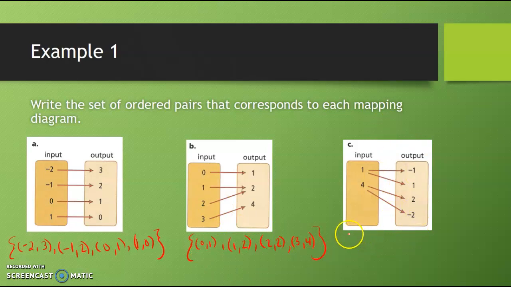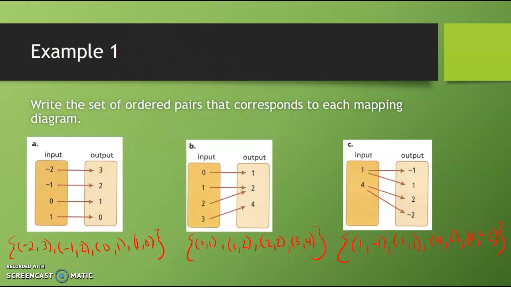Now for C, again, I'm going to do 1, comma, and 1 goes to -1. And then 1, comma, and it also goes to +1. And then we have 4, comma, 2, and 4, comma, -2. And I'm going to close my curly brackets. I've got everything in parentheses to represent that they're ordered pairs. And this one, that is my set of ordered pairs for the relation.